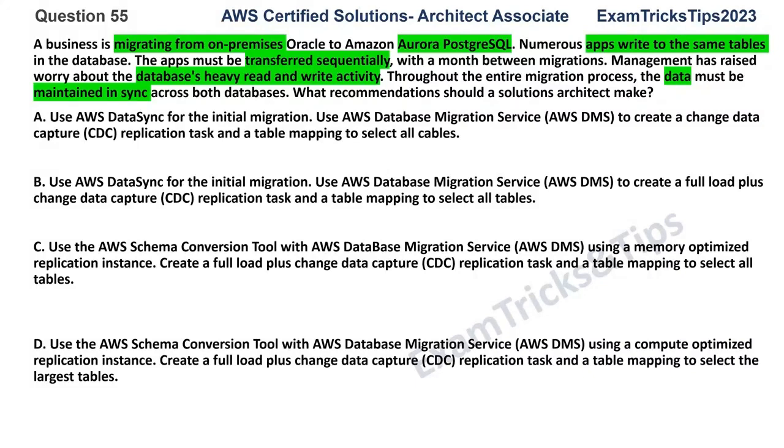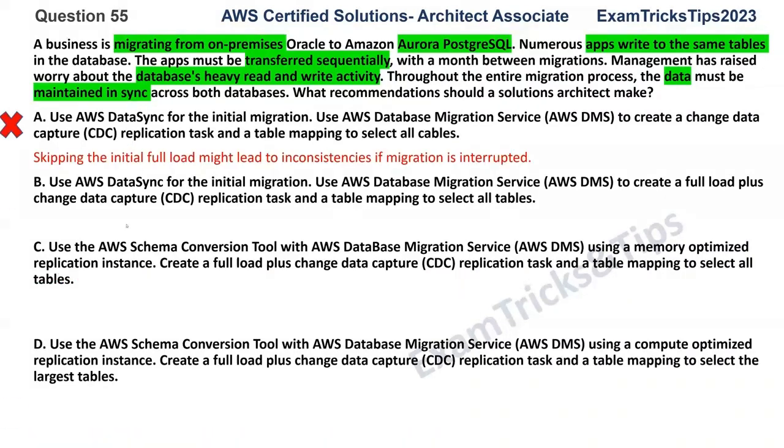This is quite a detailed scenario. Let's go one by one, analyze these options, and figure out what's the correct answer. So let's look at the first one. It says use AWS DataSync for initial migration and use Database Migration Service to create the change data replication task. This CDC-only option is not correct because skipping the initial load might lead to inconsistencies if migration is interrupted. So we rule that out. Option A is ruled out.